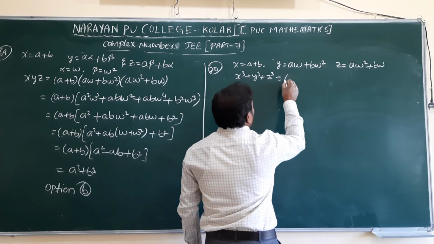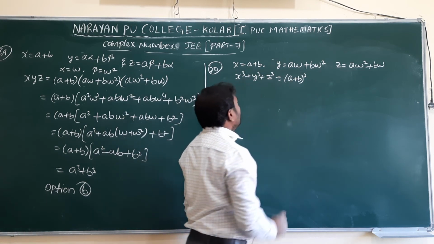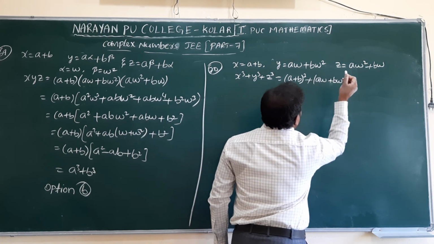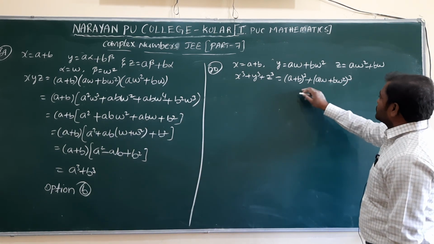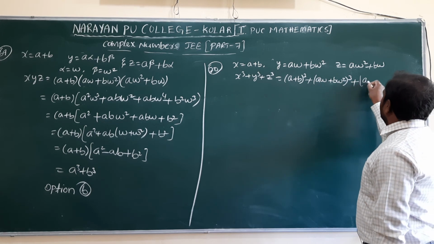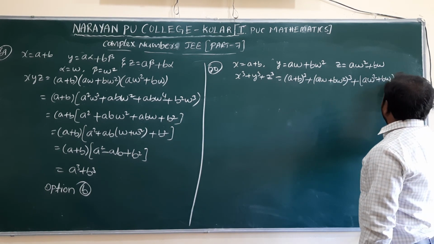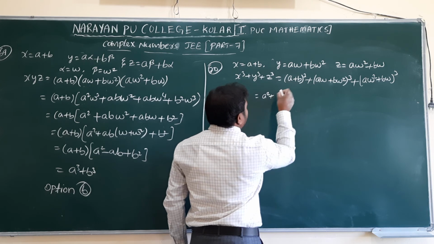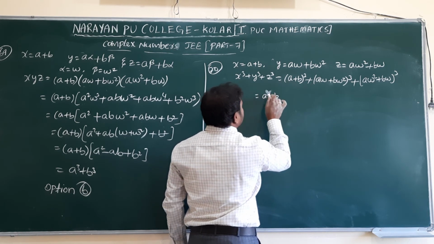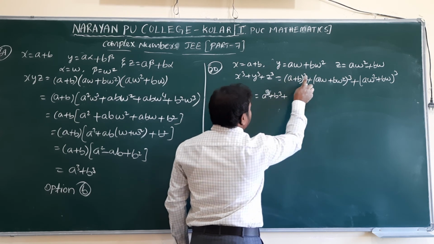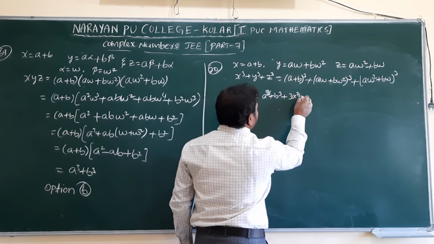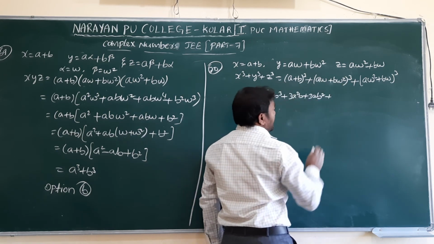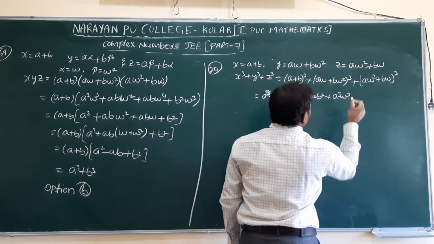Here x value is a plus b whole cube, plus a omega plus b omega square whole cube, plus z value a omega square plus b omega whole cube, applying the a plus b whole cube formula. So a cube plus b cube plus 3a square b plus 3ab square, plus here a cube omega cube.